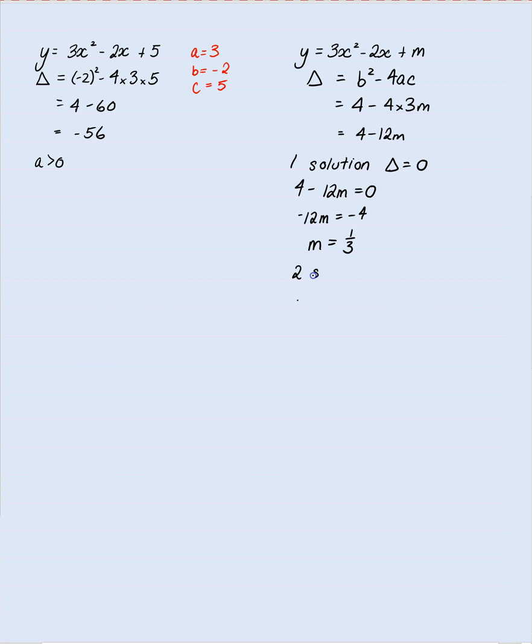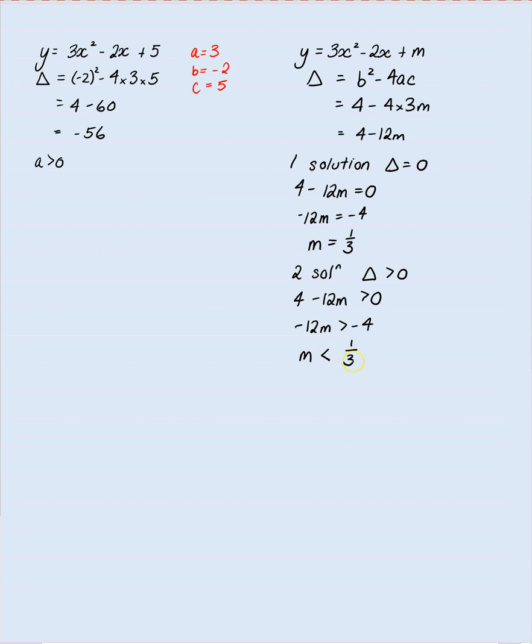There will be 2 solutions, or it will have 2 x-intercepts, when the discriminant is greater than 0. So this is when we've got 4 take 12m is greater than 0. Remember, we treat an inequality the same way that we treat an equal sign, unless we times or divide by a negative. And in this case, to get rid of a times -12, we have to divide by -12. And so this is when we need to change the inequality. So because I'm dividing by -12, that becomes m is less than 1/3.